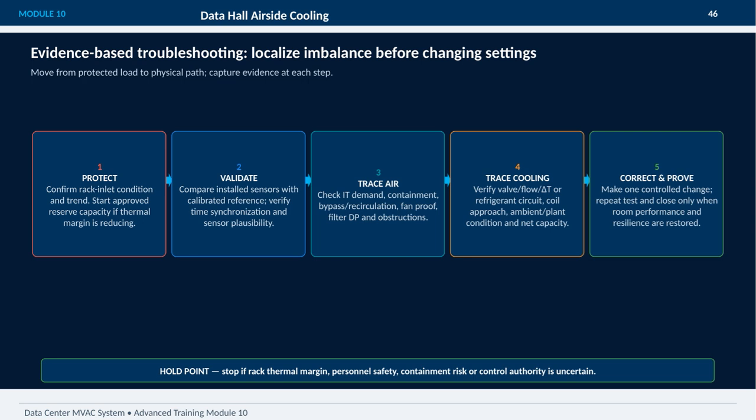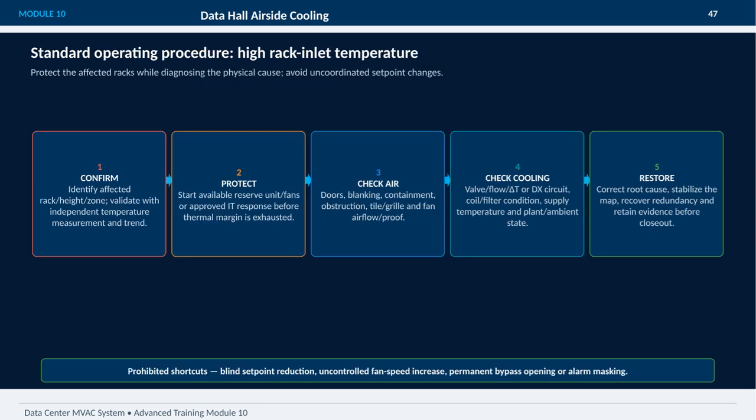Stop immediately if there's any doubt about rack thermal margin, personnel safety, containment integrity, or control authority. When we encounter a high rack inlet temperature, the standard operating procedure is critical to follow carefully. First, confirm the issue by identifying the specific affected rack, height, or zone, and validate it with independent temperature measurement and trend analysis. Then, protect the affected equipment by activating any available reserve units or fans, or initiating an approved IT response before the thermal margin is compromised.